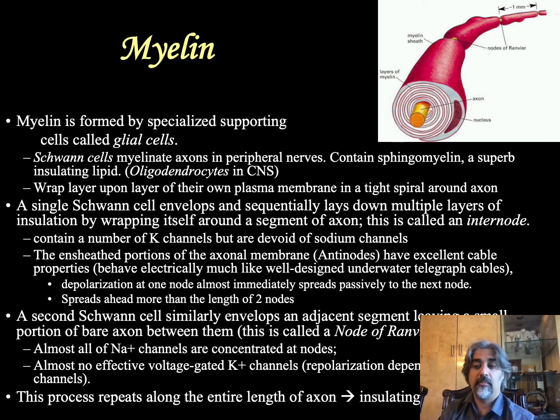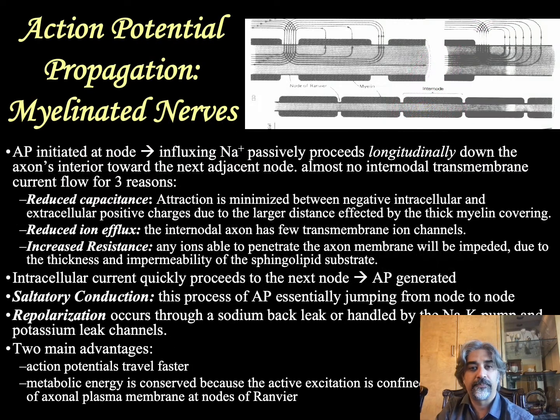axon are concentrated. Because the ensheathed portions of the axonal membrane have excellent cable properties, in other words, they behave electrically much like a well-designed underwater telegraph cable, a depolarization of the membrane at one node almost immediately spreads passively to the next node. And this is happening by, again, as I told you, the sodium coming in and traveling to neighboring membrane. And that's how action potentials propagate. They go inside, and here they're depolarizing all the membrane that's neighboring. Once they get to a node, another giant well of sodium comes in, and this is how action potentials propagate in myelinated membrane.